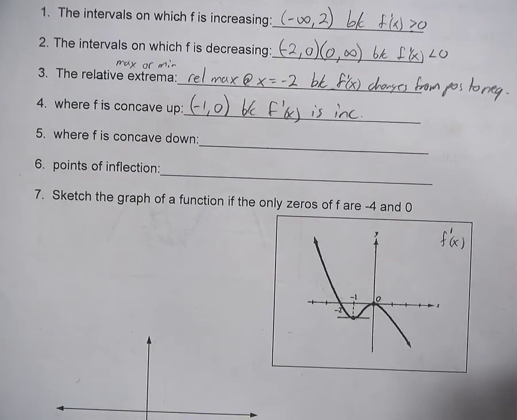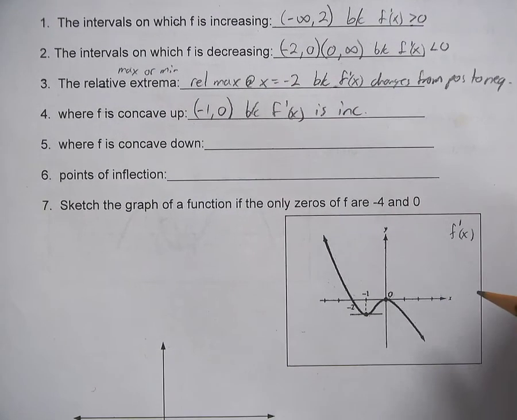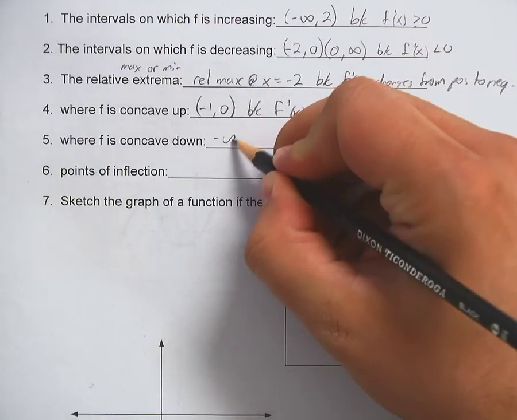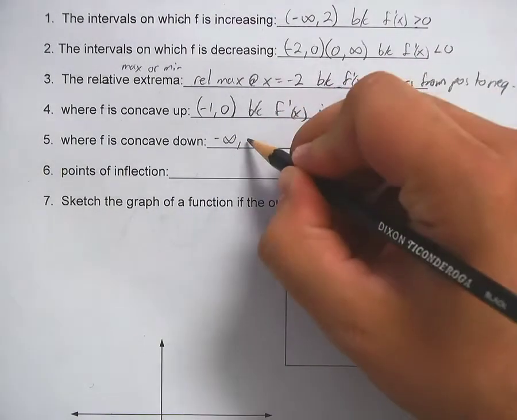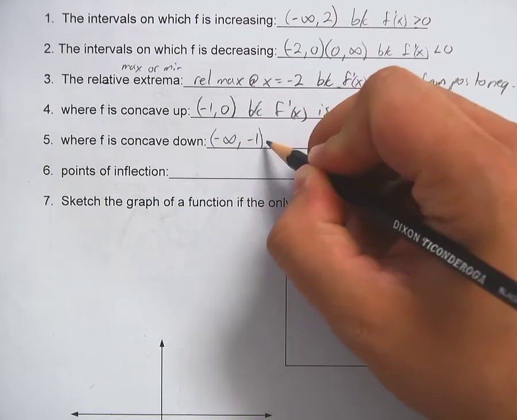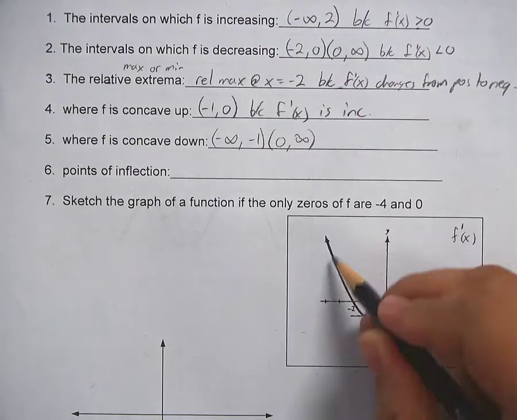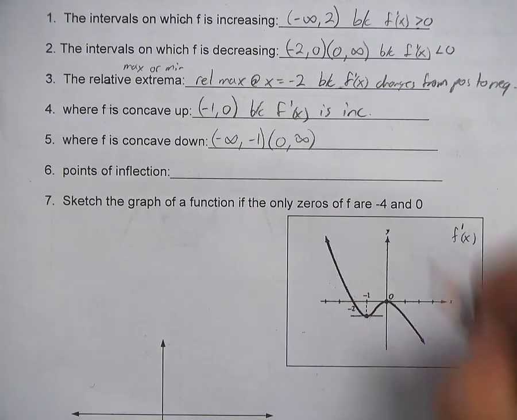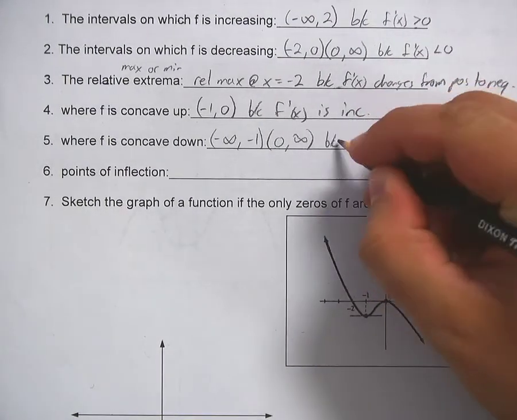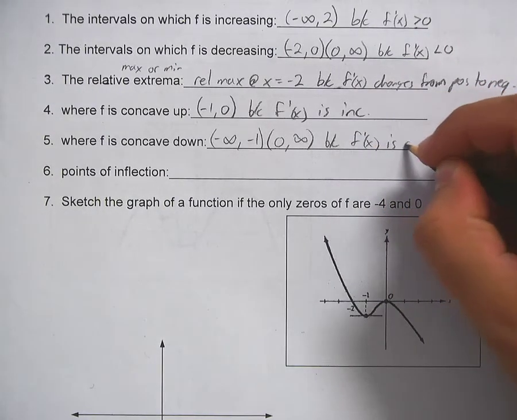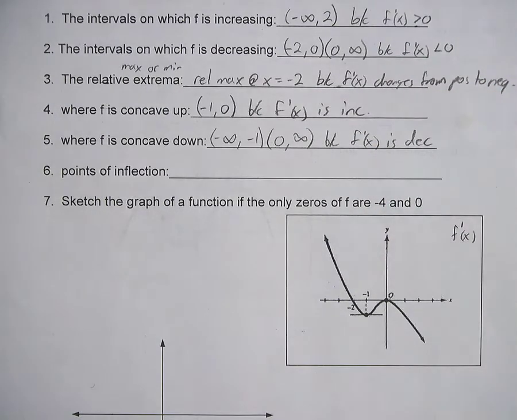Where is it concave down? That'll be where f prime is decreasing. All right, so it'll be concave down from -infinity to -1 and 0 to infinity. Here and here. And that is because f prime of x is decreasing.